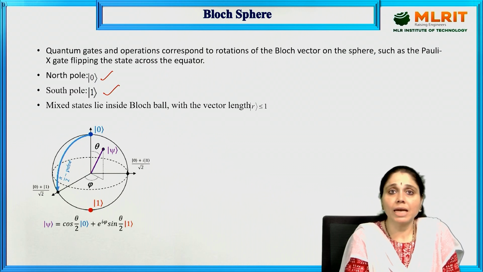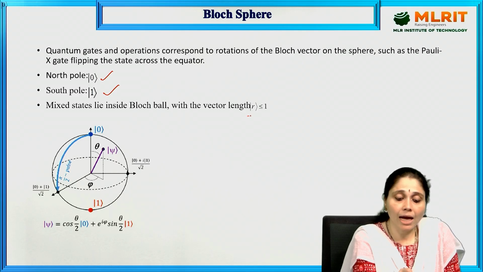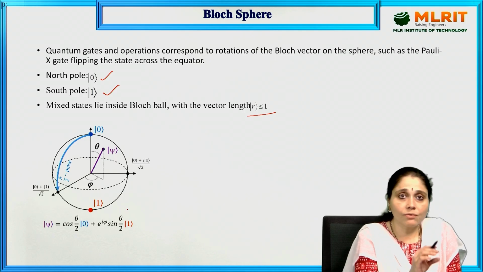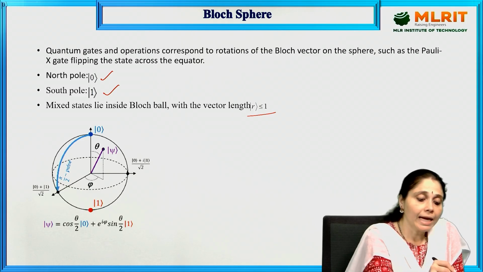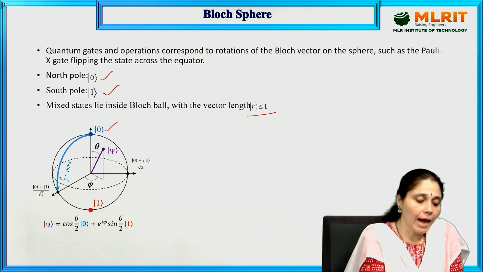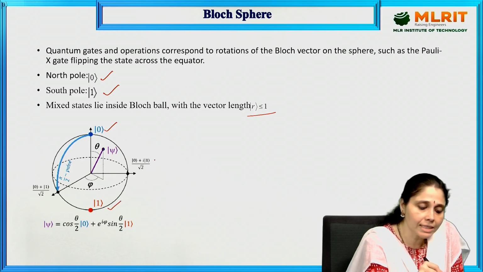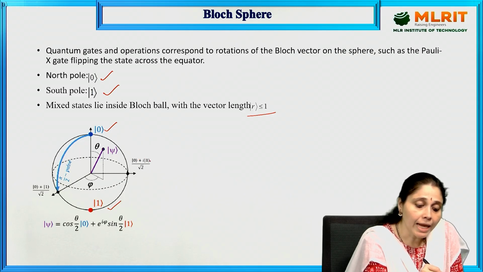The mixed states lie inside the Bloch ball, with the Bloch vector length |r| less than or equal to 1. So this is the Bloch sphere. If you visualize the Bloch sphere, ket 0 is at the north pole position and ket 1 is at the south pole position. Also represented are (ket 0 plus i ket 1)/root 2, (ket 0 plus ket 1)/root 2, theta, phi, and ket psi in the Bloch sphere.